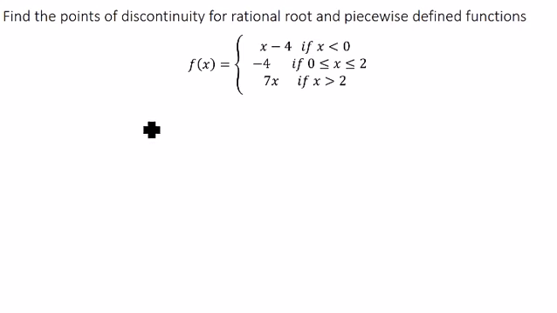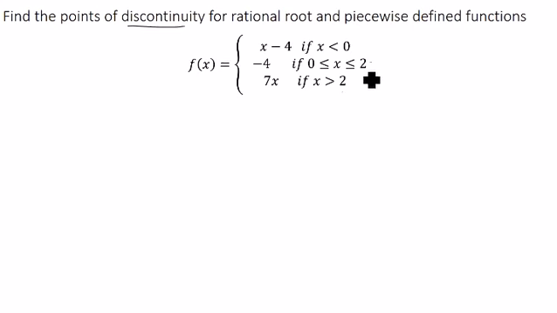Now our last example in this video is this, where we have 3 parts and we have to find the points of discontinuity of this function. If you look at this function, it has 3 parts: x minus 4, negative 4, and 7x. Each piece is continuous on its own because these are linear functions or constant functions, so there is no trouble in their lifetime. But the only trouble that can arise here is at the points where this function changes the branches. So one of the points is x equals 0 and the other point is x equals 2.